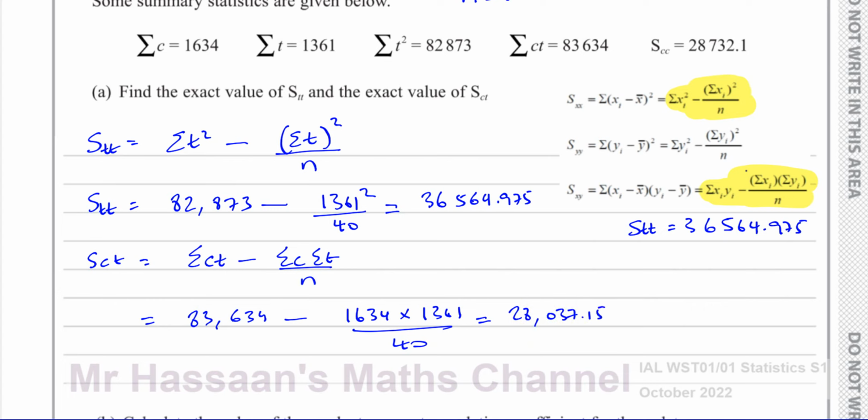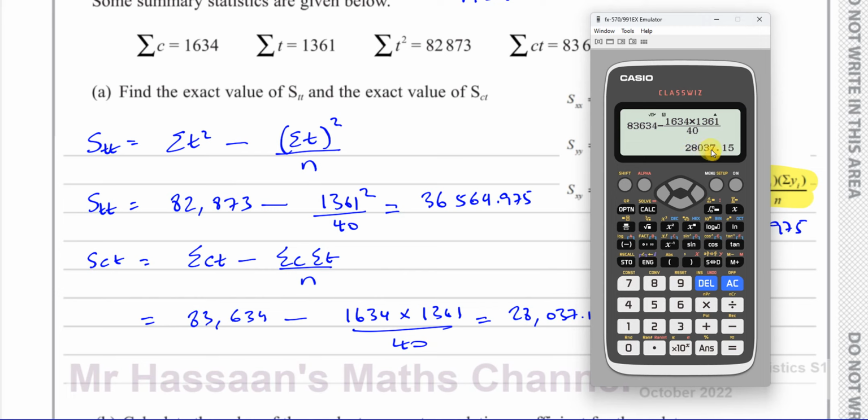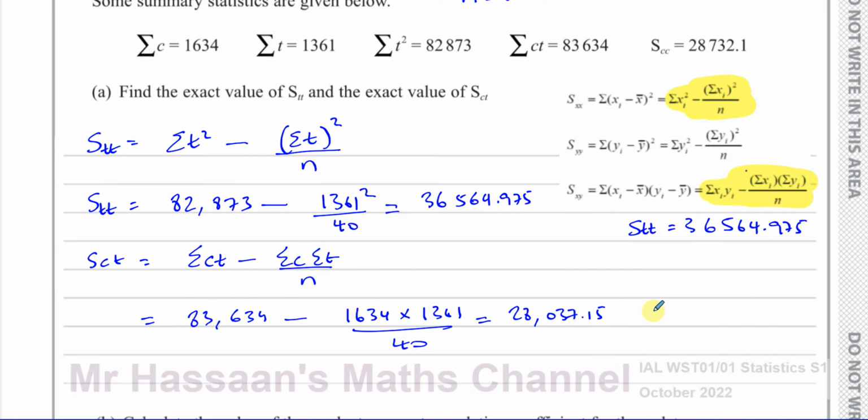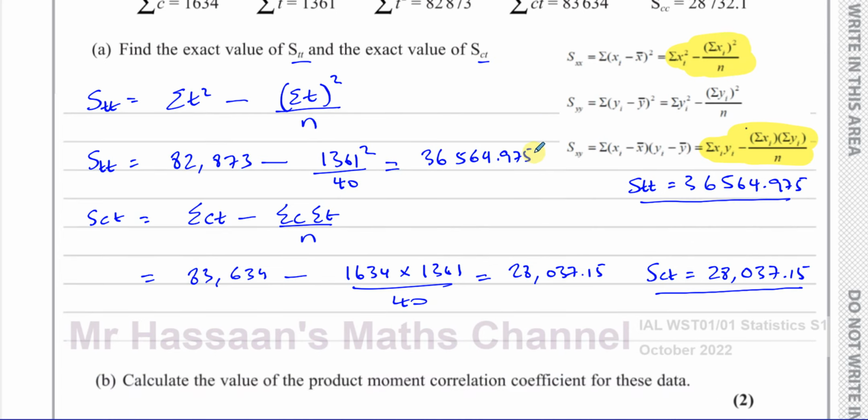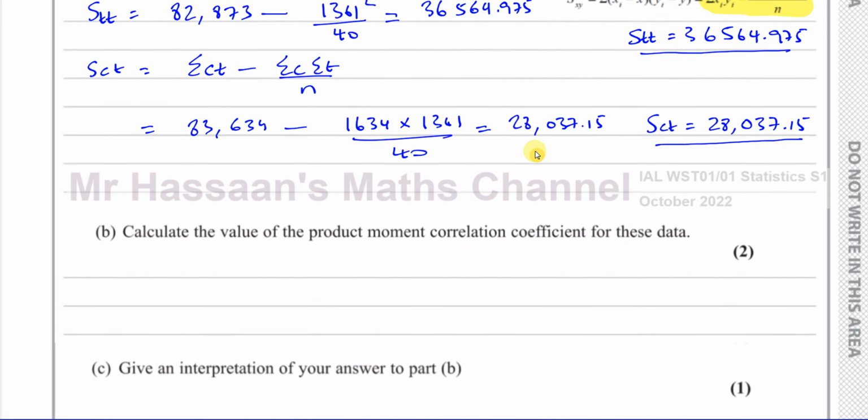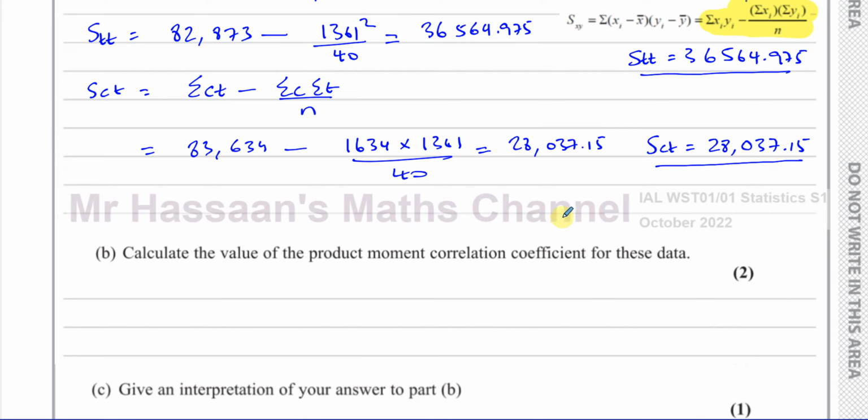28,037.15. Let me just make sure. 28,037.15. Yeah. Okay. So we can say SCT is 28,037.15. So we found the value of STT and SCT as we've been asked to do. Okay, so there's part A. Pretty simple. Then it says part B, calculate the value of the product moment correlation coefficient for these data.